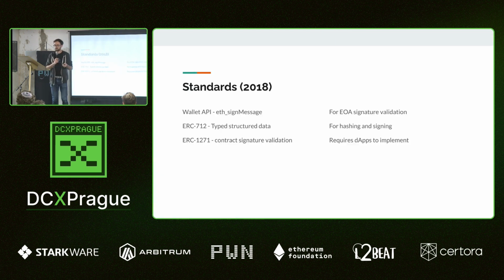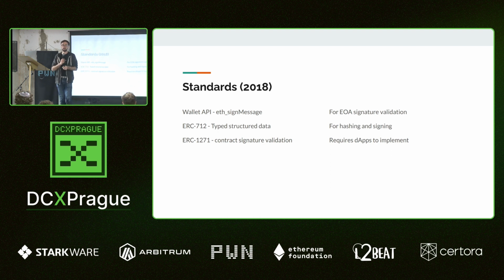Some standards around that, these were a couple of standards from around 2018, but the first part is the wallet API around Ethereum signed message, and having the output of that to verify that the EOA has signed that message and is doing that transaction. You've got 712. Who's familiar with where 712 has been used, or 1271 specifically? So 712 is around structured typed data, and having a standard for how that's structured.